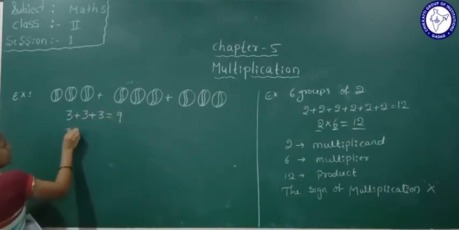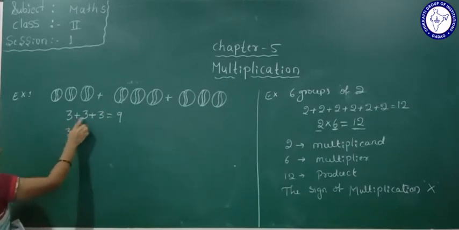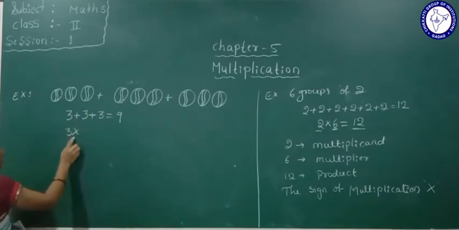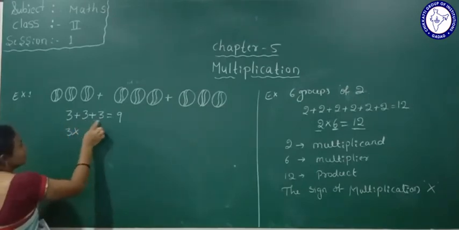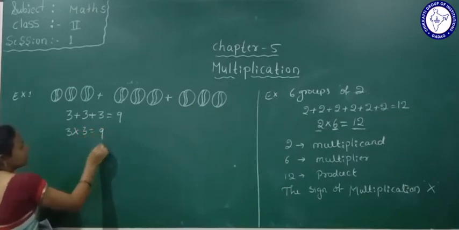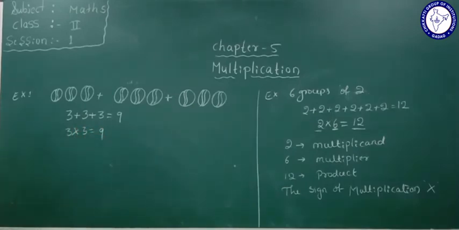So 3 is repeated. How many times here? Instead of plus, here we will mention into. That is the multiplication sign. 1, 2, 3. 3 times, you get the answer 9. Yes. Second example.